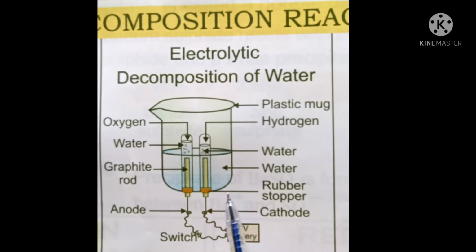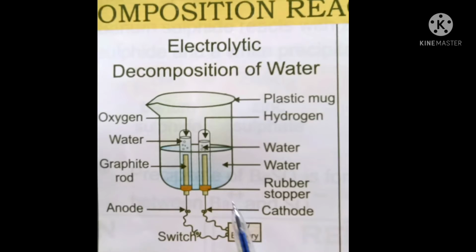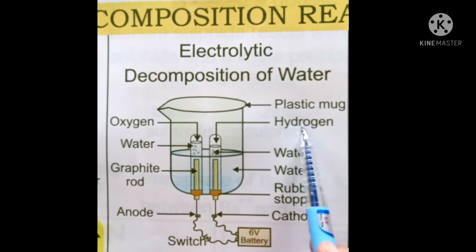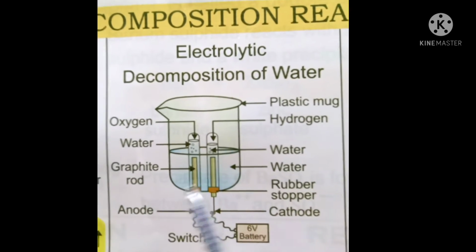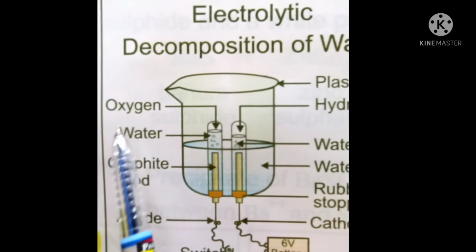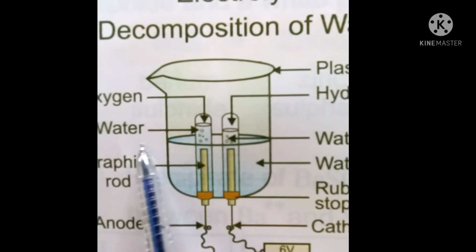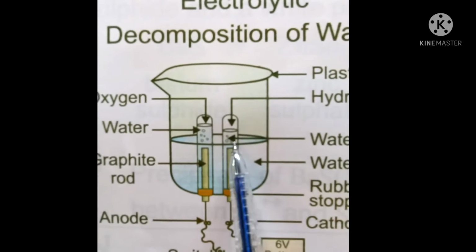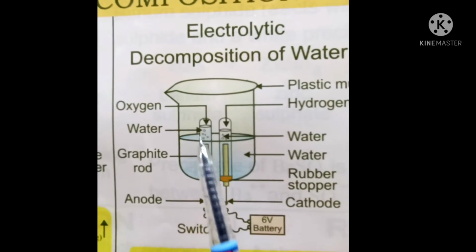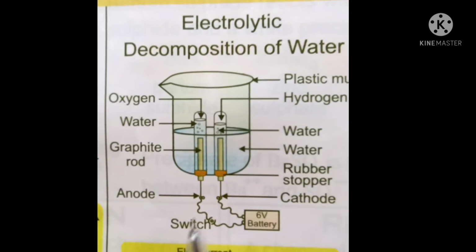So when electricity is passed through the acidified water, electrolysis takes place and oxygen and hydrogen gas are liberated at the two electrodes. At the cathode, hydrogen gas is liberated and at the anode, oxygen gas is liberated. Here you can see the bubbles of oxygen, and here you can see the bubbles of hydrogen gas. So during the electrolytic process, the water gets decomposed into oxygen and hydrogen gas.